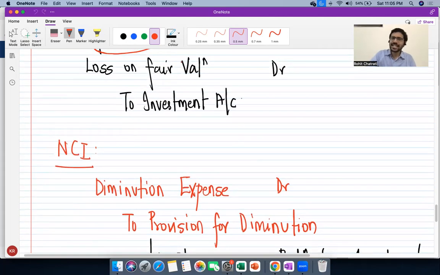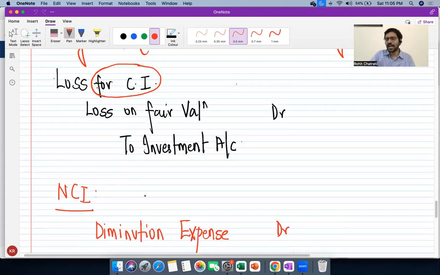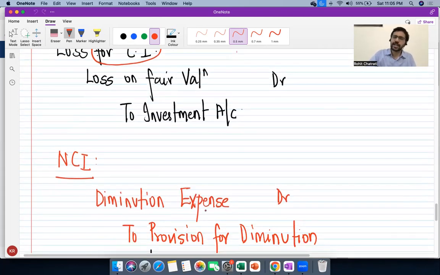So in essence, the entry for current investments and long-term investments is actually the same. I'm debiting a loss, an expense, over here. It's actually one and the same. And over here, I'm crediting investment, but over here, I'm not crediting investment. I create a provision for diminution and I show the net value on the balance sheet. Only the nomenclature is different.